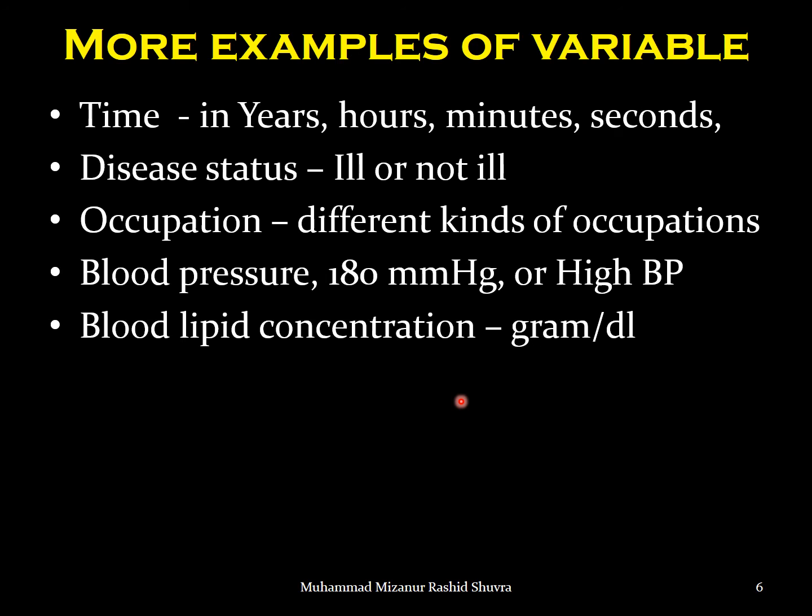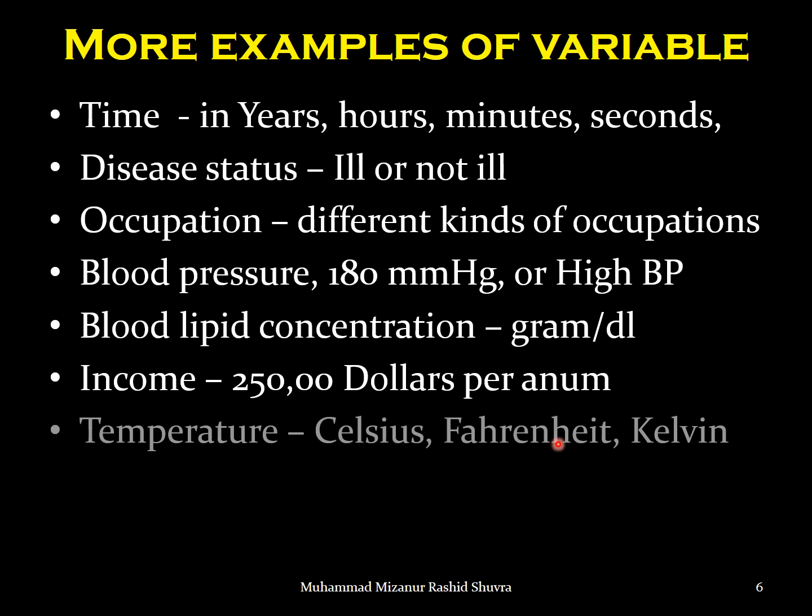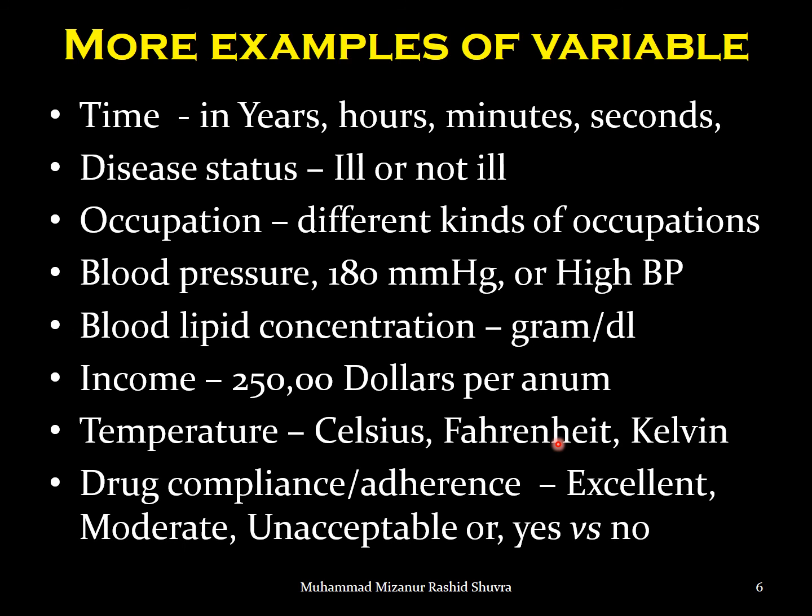More with that, so you have lipid concentration, blood lipid concentration, measured in gram per deciliter. It's a variable. It changes from people to people, even time to time in an individual person. Then you have the income, right? It's a variable. Different people may have different kinds of income. So the concept of income is able to vary from person to person. The temperature as well, and then drug compliance or adherence.